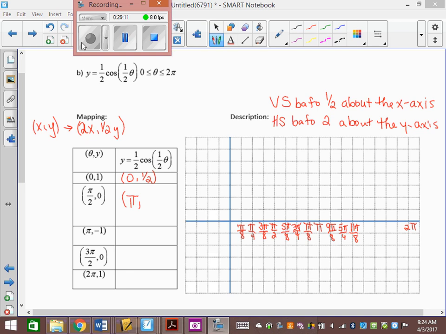So pi over 2 times 2 is what? Pi. And then 0 times a half is 0. Pi times 2 is 2 pi. And then half y is what? Negative a half. So the graph I gave is only going to show what? Half the graph, right? So I'm going to have to either use more or use less.